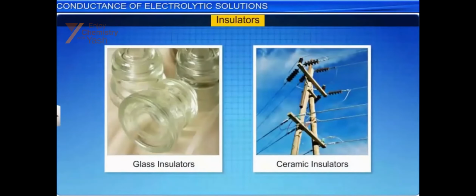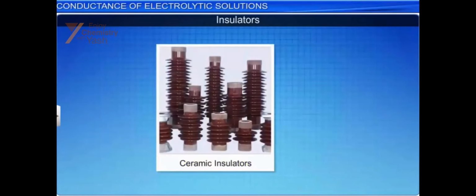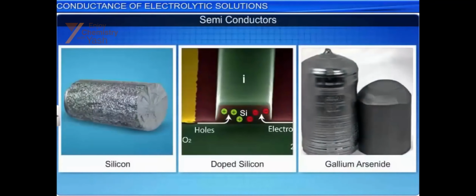Insulators are materials with very low conductivity, such as glass and ceramics. Semiconductors have conductivities between conductors and insulators. These important electronic materials include silicon, doped silicon, and gallium arsenide.